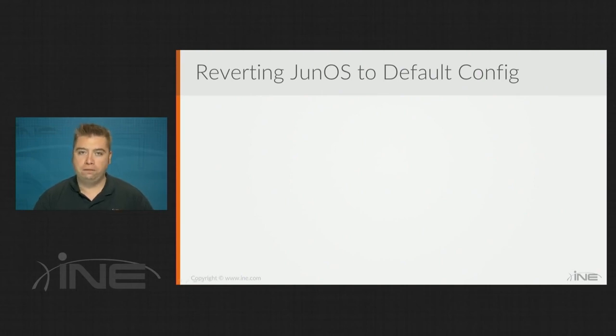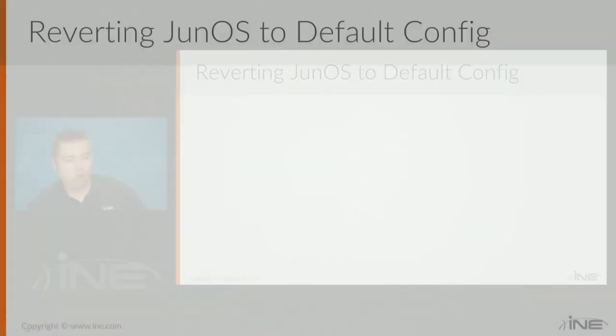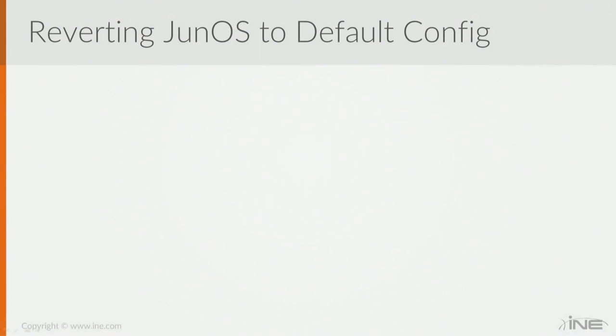Now, in Cisco iOS, the way that we revert the box to the default configuration is by erasing the startup config and then reloading the box, either the router or the switch. In JunOS, we're basically going to do the same thing. We do require a reload in order to get back to the default config, but of course the syntax is going to be a little bit different.